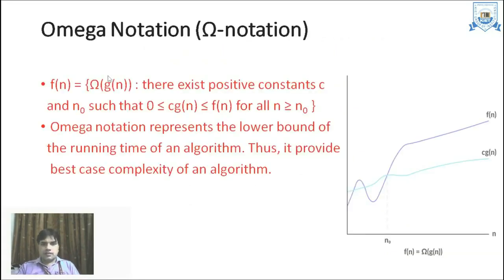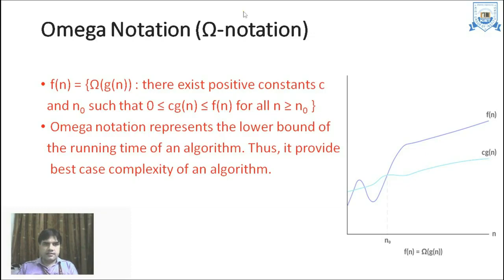Okay. So that was big O notation. The other notation that we use is omega notation. Omega notation is just the opposite of big O notation, where we try to find the lower bound, the minimum time or best case time.